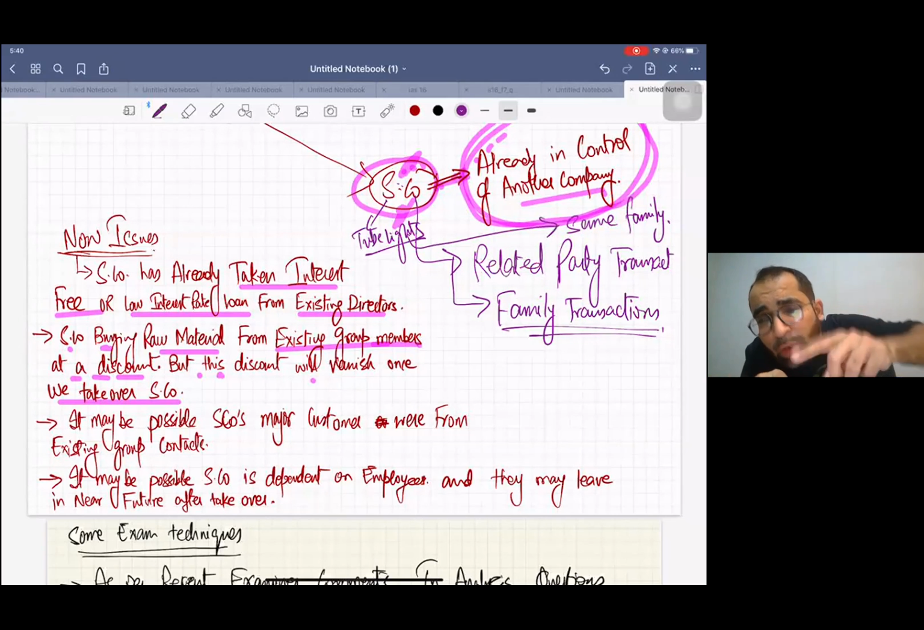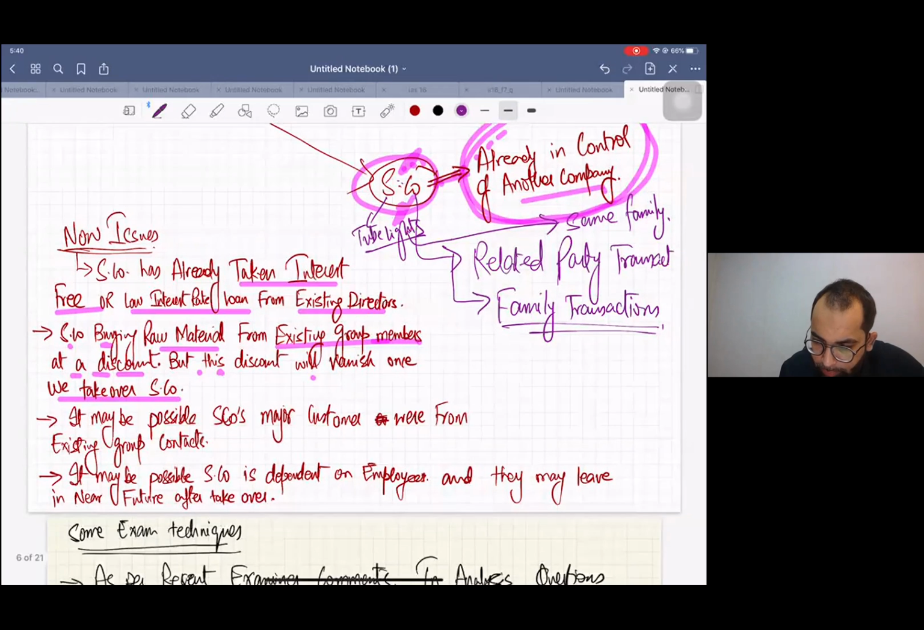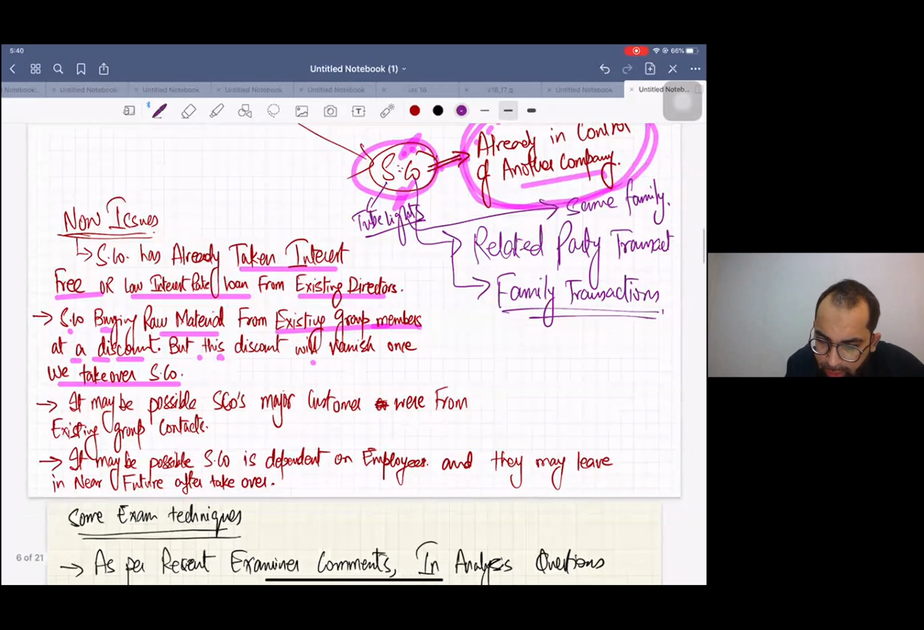But once we take over, these discounts will be removed. So the future performance will not be the same as it was in the past. So you need to take care. It may be possible.